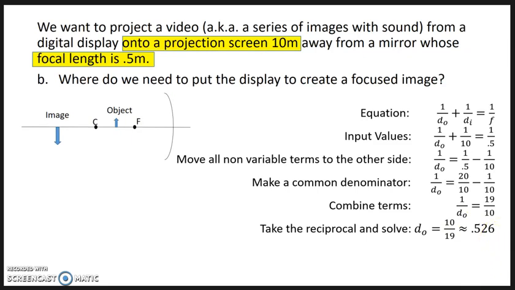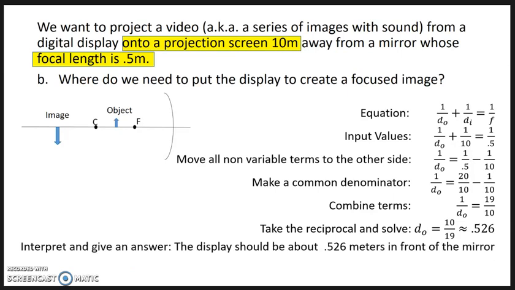This is not where we are done, however. It is not fully complete until we have interpreted and given our final answer. So if we interpret this correctly, this represents the object distance, and everything was measured in meters, so the answer would be the display should be about 0.526 meters in front of the mirror.